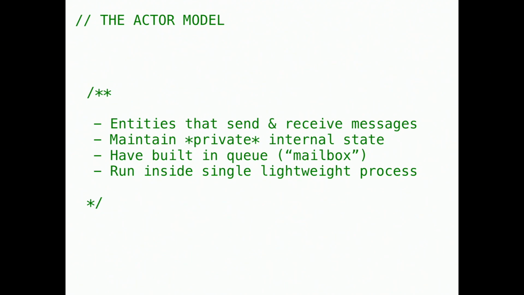They also have a built-in queue or a mailbox, so when you send a message to an actor, it actually goes into this mailbox. Multiple other processes might be sending it messages. They'll all just queue up, and the actor will handle them one at a time. So each actor runs inside its own single lightweight process, so you can think of this as running inside of its own green thread, for example, and it will never execute outside of that process. So the actor is basically the fundamental unit of concurrency in a system where you're using the actor model.